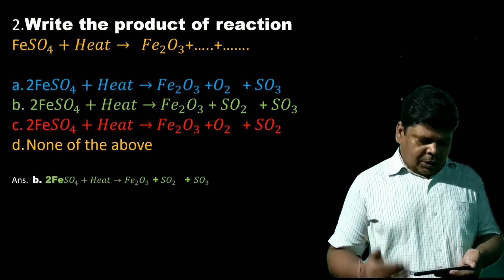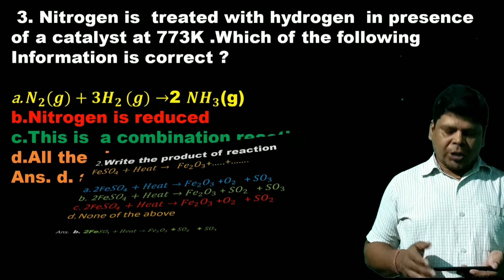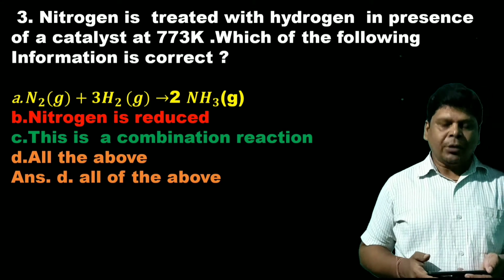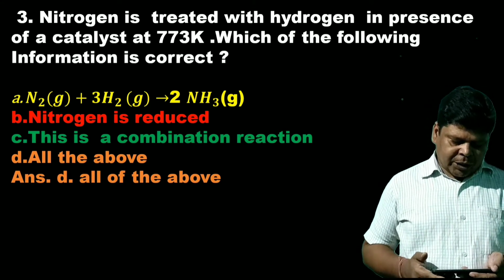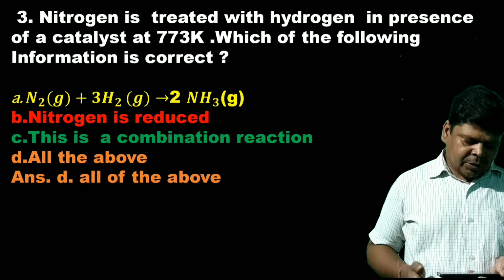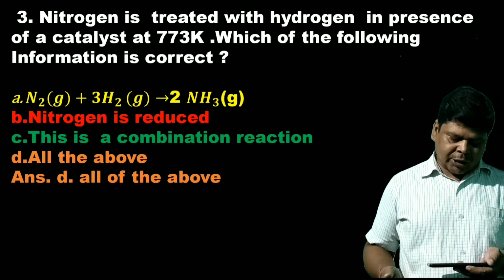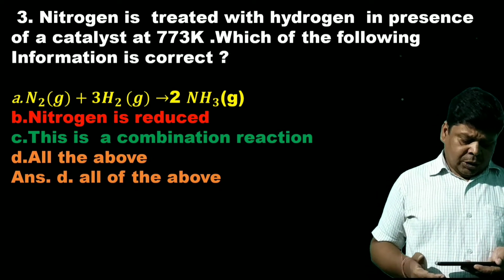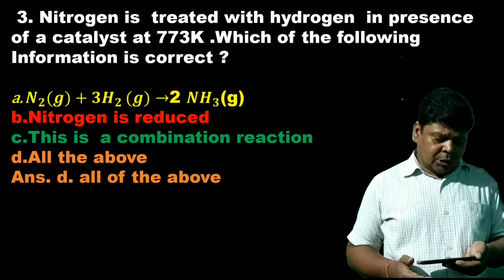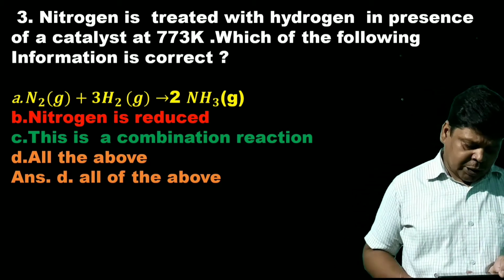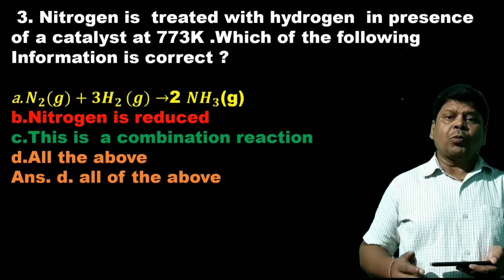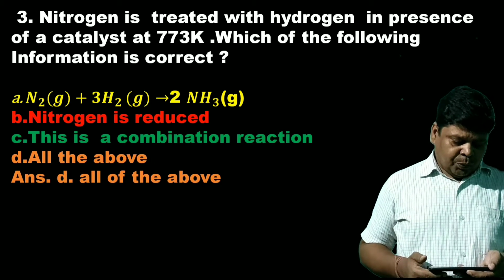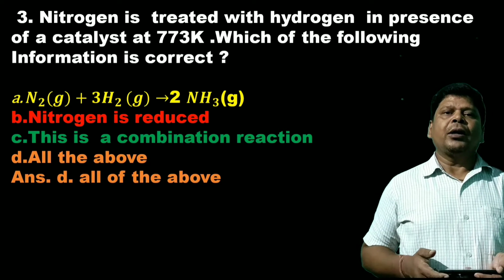Third question is, nitrogen is treated with hydrogen in presence of a catalyst at 773 Kelvin. Which of the following information is correct? The first reaction is given, N2 plus 3H2 gives 2NH3. It is a balanced equation, so this one is correct. Nitrogen is reduced. Hydrogen is added to the nitrogen and addition of hydrogen is reduction. So this one is also correct. This is a combination reaction. Two or more reactants are here and it forms a single product. So this one is also correct. So the answer would be D, all of the above.